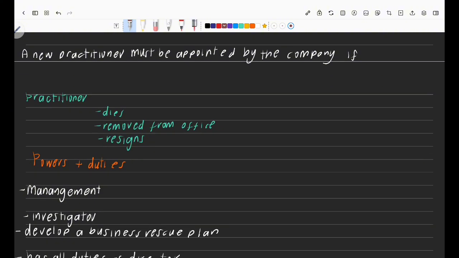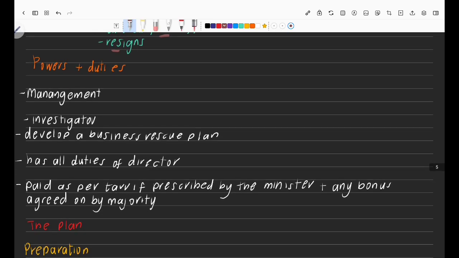And then now that you have removed the old practitioner, a new one must be appointed. So a new practitioner must be appointed if a practitioner dies, if they are removed from office, obviously by the affected person initiating their removal, or if the practitioner themselves resign, right?